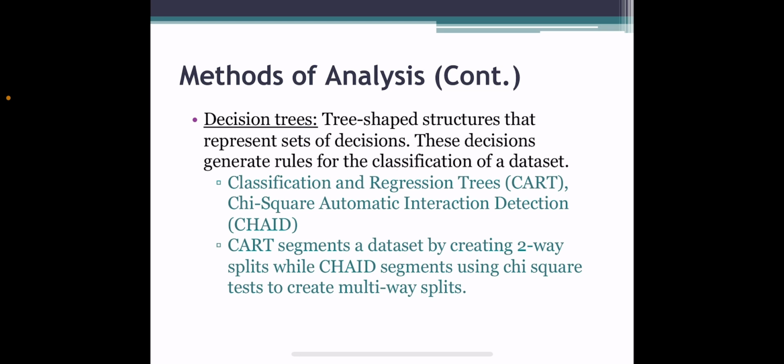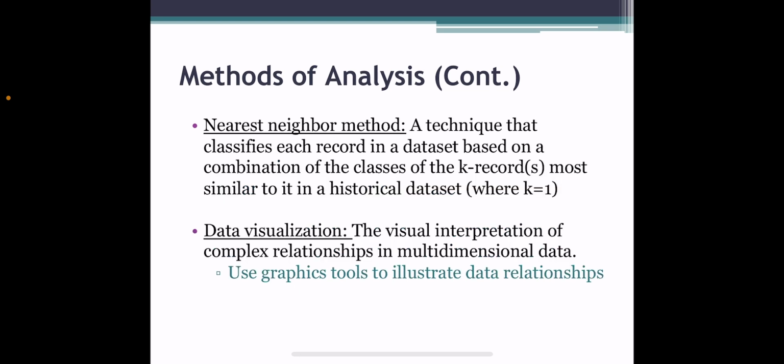Classification and regression trees, CART, chi-square automatic interaction detection, CHAID. This is the name of it. CART segments a dataset by creating two-way splits, while CHAID segments using chi-square tests to create multi-way splits. These are both two examples.